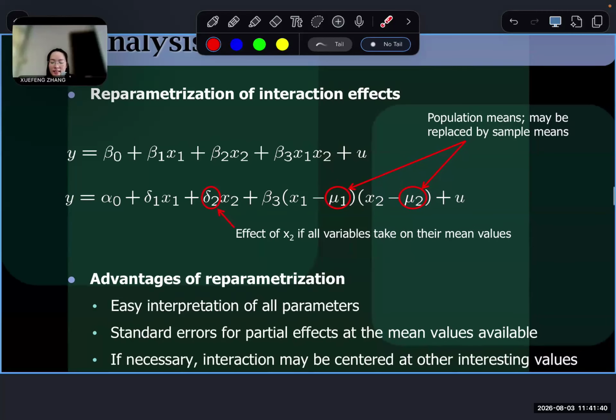So this is a new trick to fix the last slide's problem, reparameterization. Okay, so this is our original model. You see y equals beta 0 plus beta 1 x1 plus beta 2 x2 plus beta 3 x1 x2. So here is the interaction, right? x1 and x2. So how do we solve it? We rewrite it.